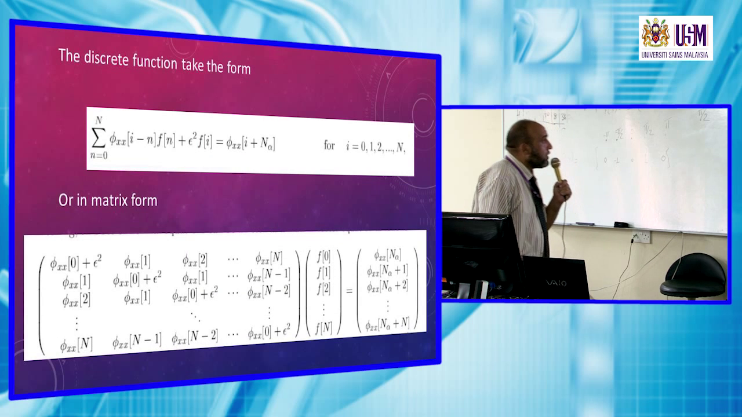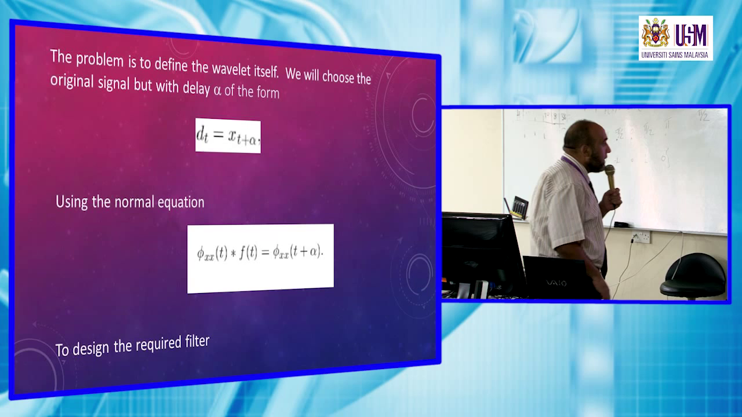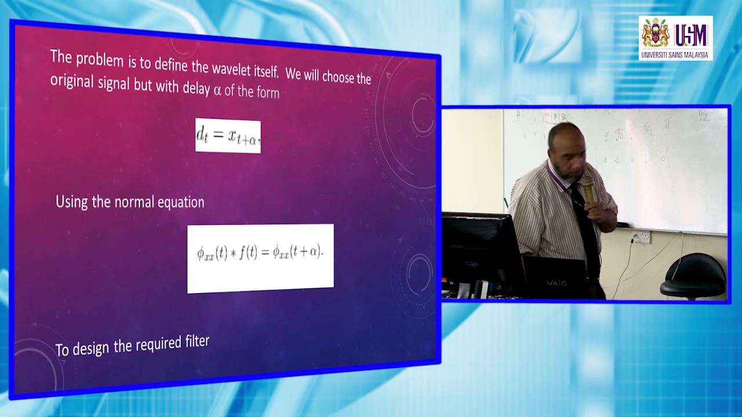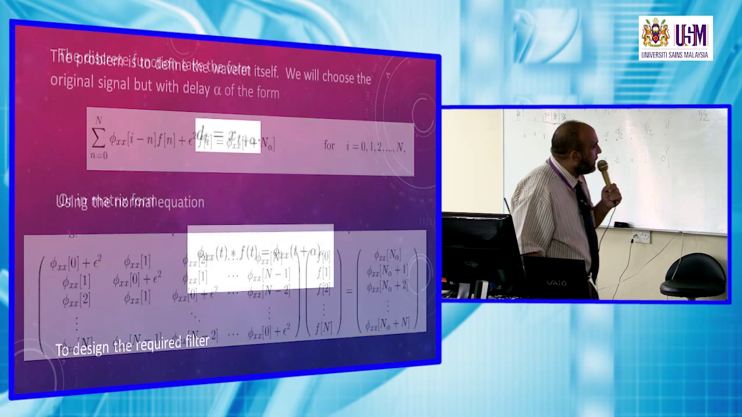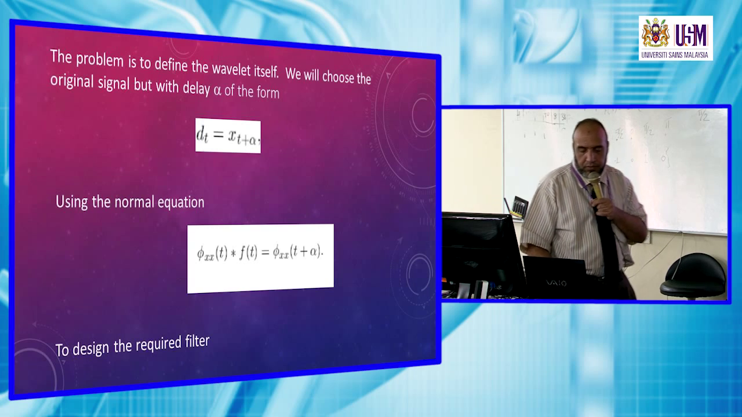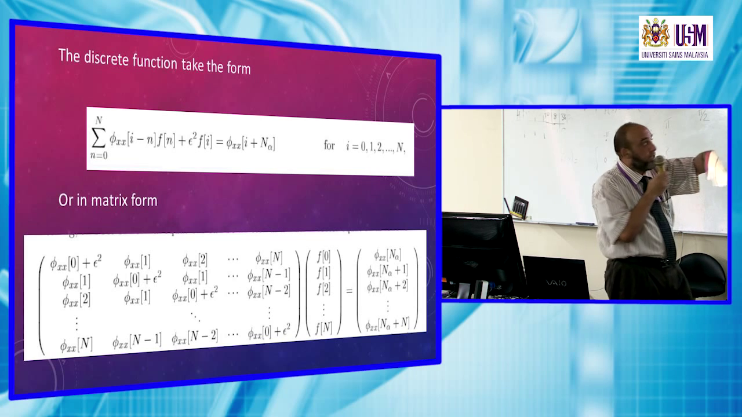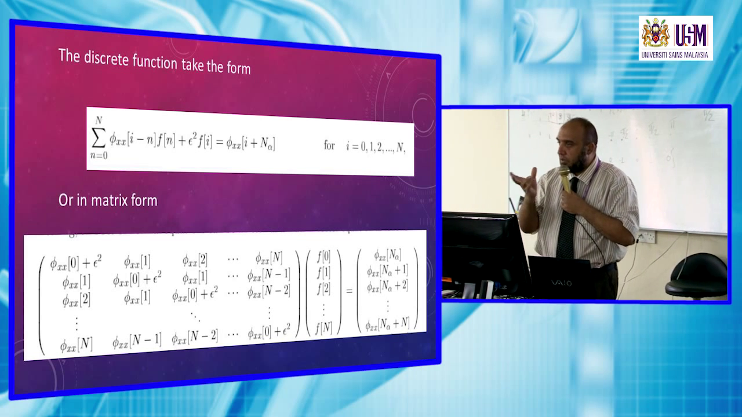So the discretization will be done now. The right hand side becomes a summation from 0 to n. Here it was a summation over t. But in the discretization, t is replaced with the number of points in the range from 0 to n, where n is the total number of samples we have.